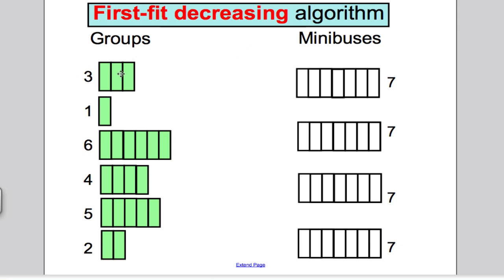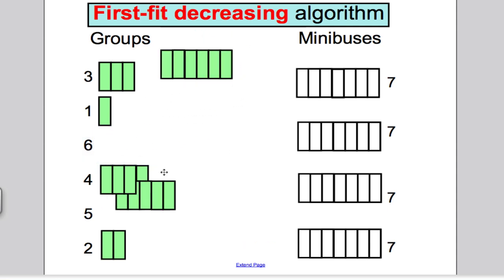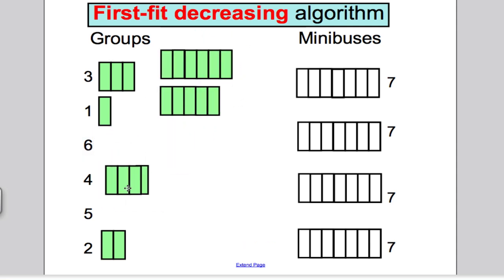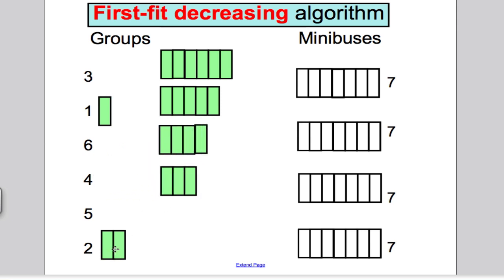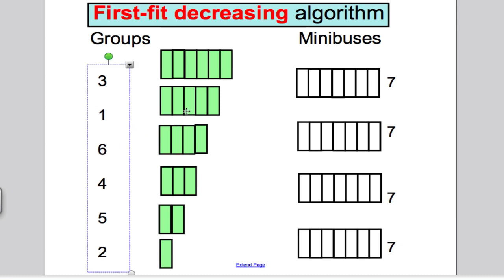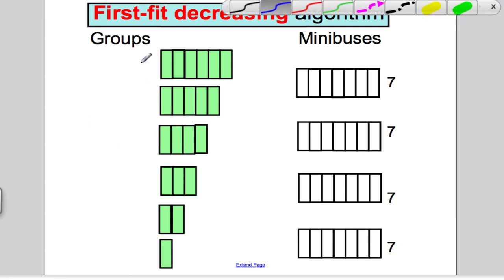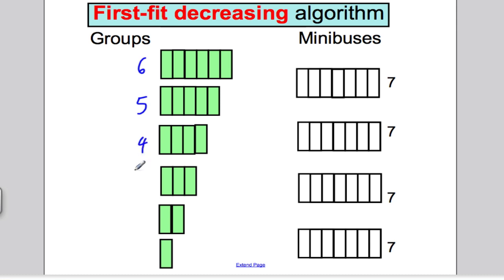What this says is the very first thing you do is you put them in order from biggest to smallest. So the 6 would be the first, then the 5, then the 4, then the 3, then the 2, and then the 1. You would put them in the order, not as given to you in the question, but in 6, 5, 4, 3, 2, 1. And now you would pack them as they come up in the ordered list.